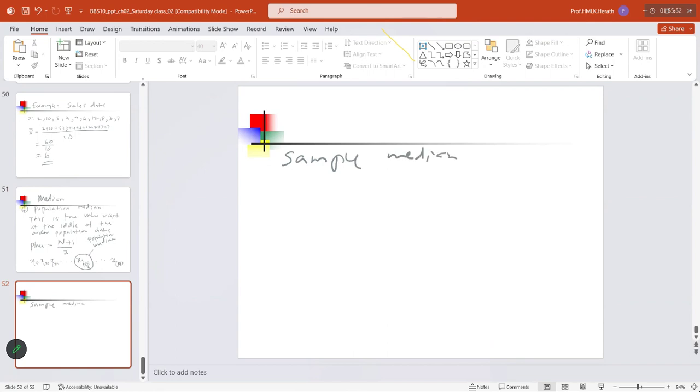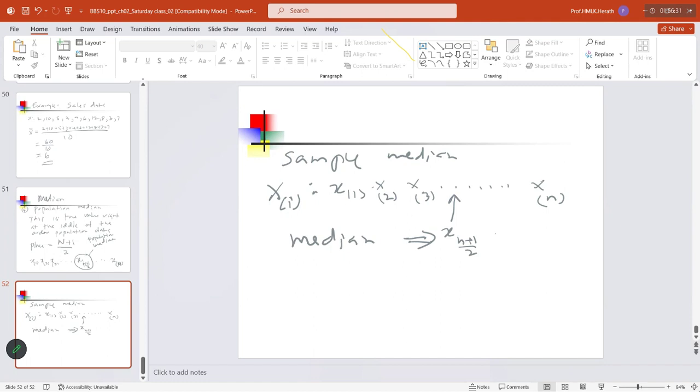The sample median is the same as that. Say this is our ordered data x1, x2, x3, up to xn. The median is the value at position n plus 1 divided by 2. This is the median.